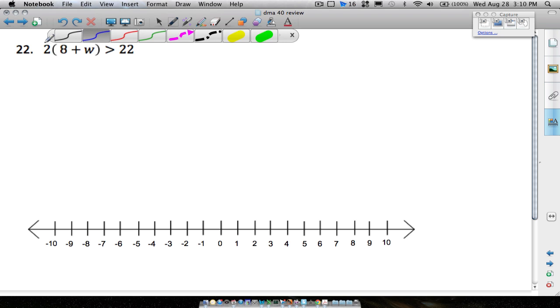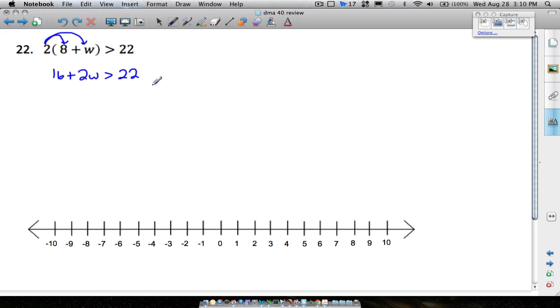Let's make sure we distribute. 2 times 8 is 16. 2 times w is 2w. And make sure you keep that plus since it's a positive. And this is greater than 22.